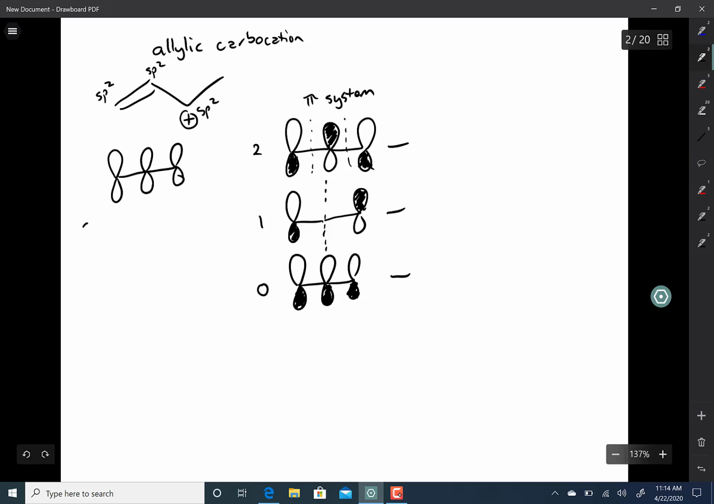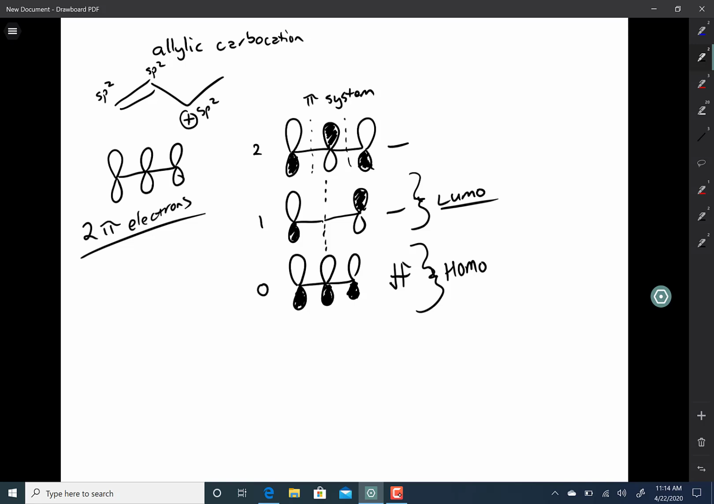And we have 2 pi electrons. Those 2 pi electrons, you fill it in each molecular orbital. So 2 electrons go in the bottommost one, and then we don't have any more electrons to fill the uppers. This is what's referred to as the HOMO, the highest occupied molecular orbital. This refers to the LUMO, the lowest unoccupied molecular orbital.